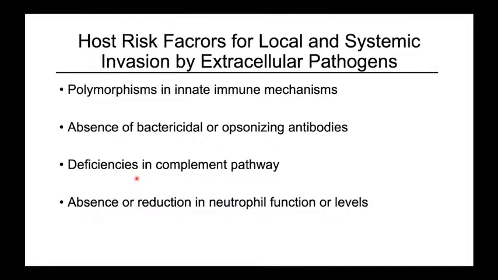Okay, absence of antibodies that would opsonize this pathogen. So patients who have antibody deficiencies, whether they're losing them secondarily or they have a primary immunodeficiency, would be very susceptible to invasive infections by extracellular pathogens. Also deficiencies in the complement pathway, and I've already mentioned either absence or reduction in neutrophil numbers or even function, okay?